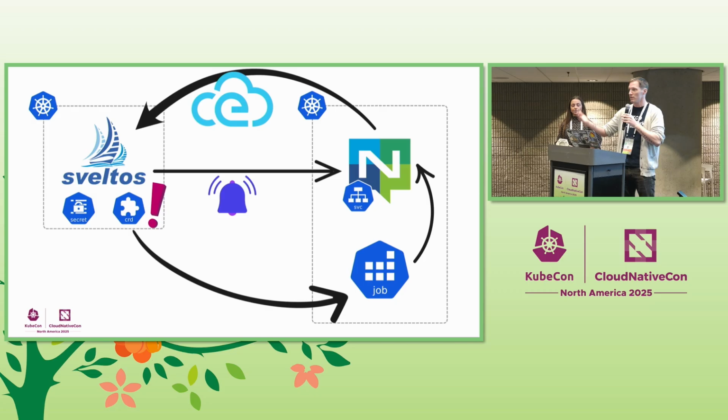It's going to raise an event to NATS. And if this looks like a cycle, it's because it is, right? After every job runs, it raises a new event. That triggers Sveltos to kick off a new job, right? And this pushes through our workflow until the workflow is done.